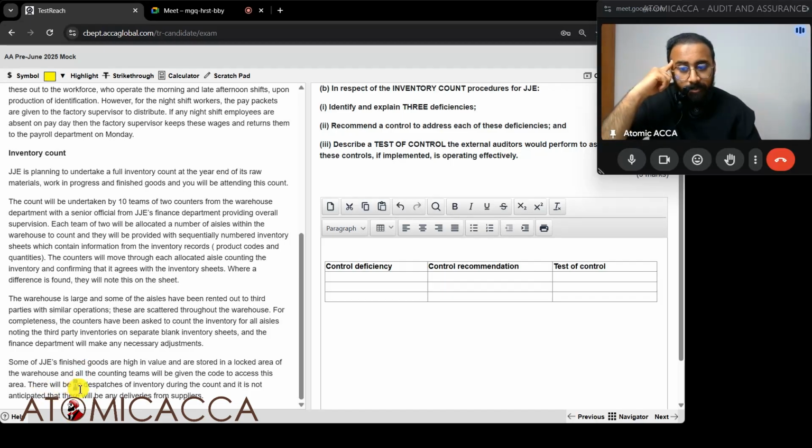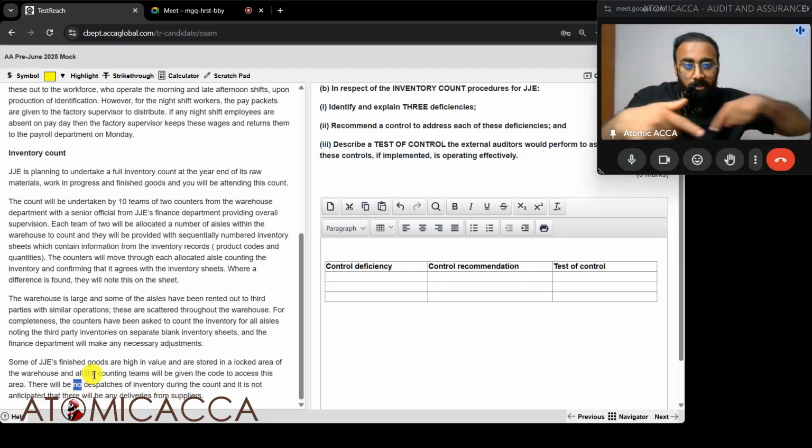There will be no dispatches. No, negative word is a deficiency always. There will be no dispatches of inventory during the count, and it is not anticipated that there will be any deliveries from supplier. Oh, my bad. That is not a negative point. That is a positive point. They're telling that no movement in inventory will happen during the count. That means it is a good thing.